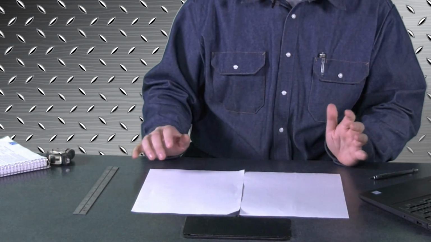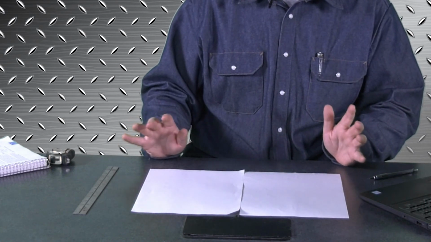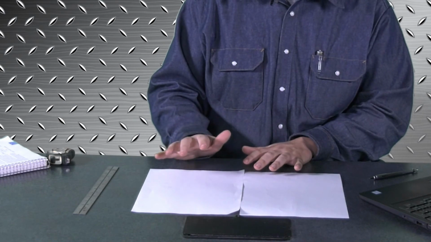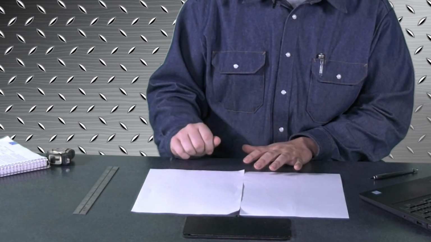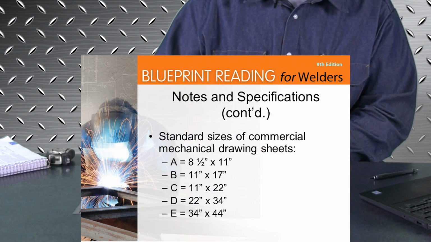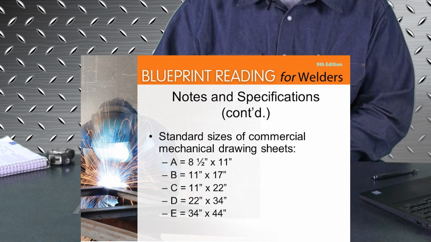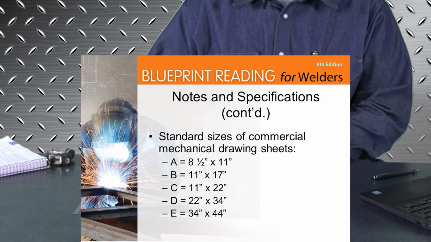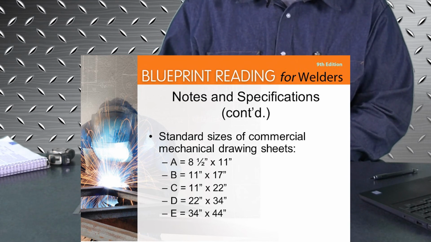11 by 17, it's very simple to fold up, put away, to store, and it also provides enough area to describe most parts in the sufficient detail you need to build them. C, we step up to an 11 inch by 22 inch size piece of paper. D, we go to 22 inches by 34 inches. And then E, we go all the way to 34 inches by 44 inches.